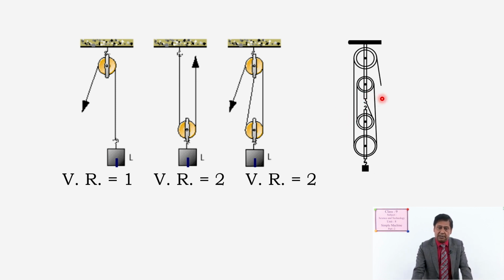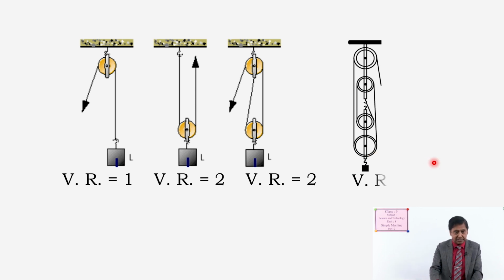But what about this? Here we have 4 segments, 1, 2, 3, 4. 4 segments of the rope are supporting this movable block, and movable block is supporting the load. And so number of segments of the string or rope supporting the load is 4. So its velocity ratio is 4. This way we can conclude the velocity ratio of different pulley system.